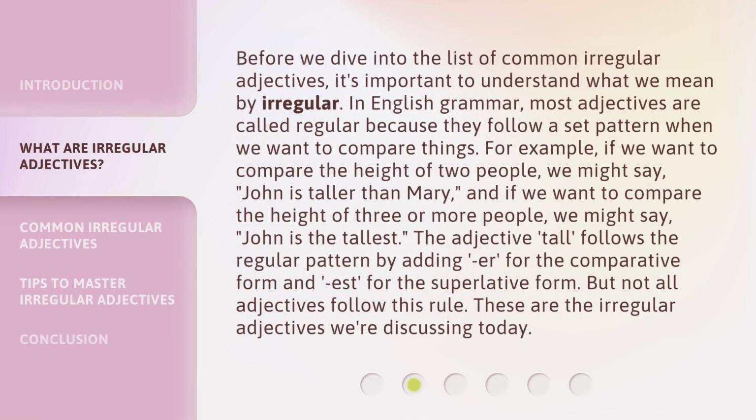Before we dive into the list of common irregular adjectives, it's important to understand what we mean by irregular. In English grammar, most adjectives are called regular because they follow a set pattern when we want to compare things. For example, if we want to compare the height of two people, we might say, John is taller than Mary. And if we want to compare the height of three or more people, we might say, John is the tallest. The adjective tall follows the regular pattern by adding er for the comparative form and est for the superlative form.